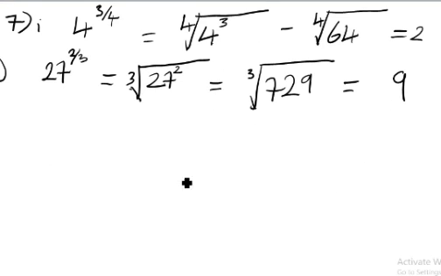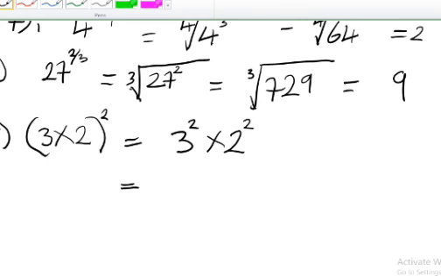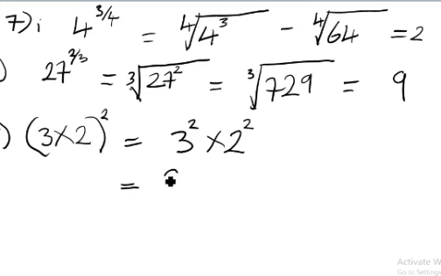Number 8, which is the last one from the ones we did. Number 8, if I have 3 times 2, all raised to the power 2, this will give you 3 raised to the power 2 multiplying 2 raised to the power 2. And 3 raised to the power 2 is 9. So this is 9 times 4, which will give you 36.